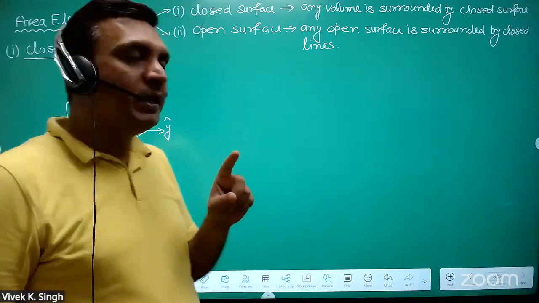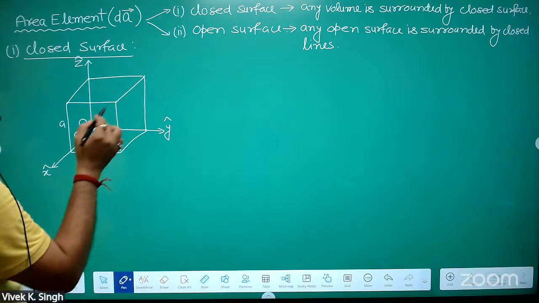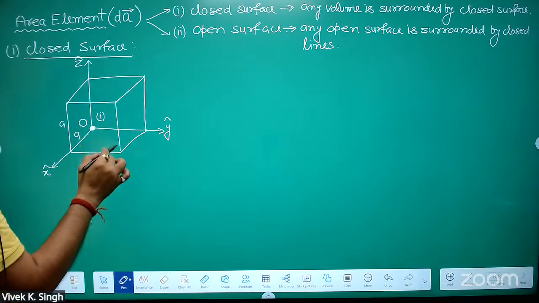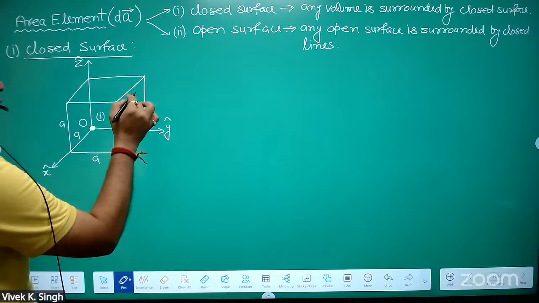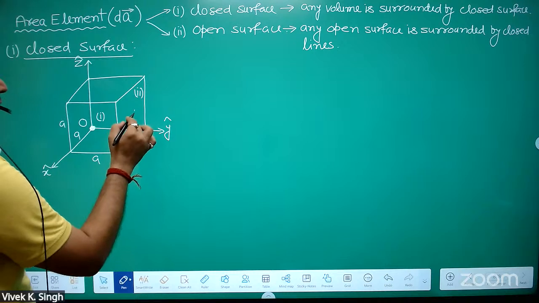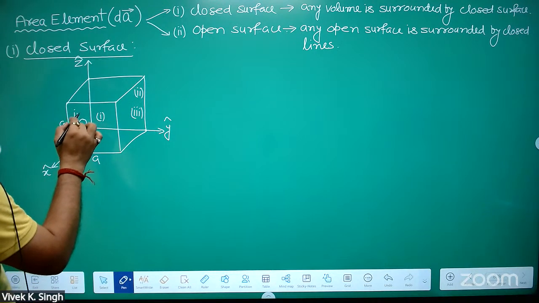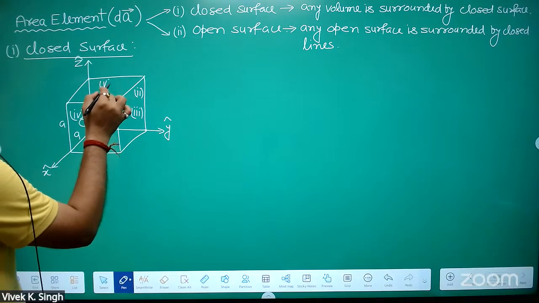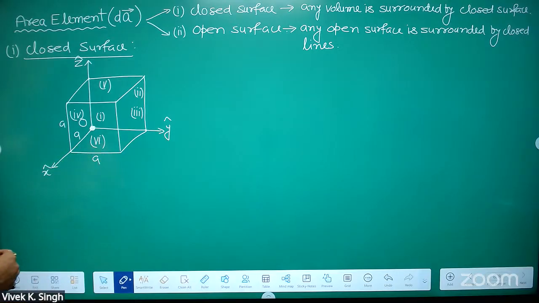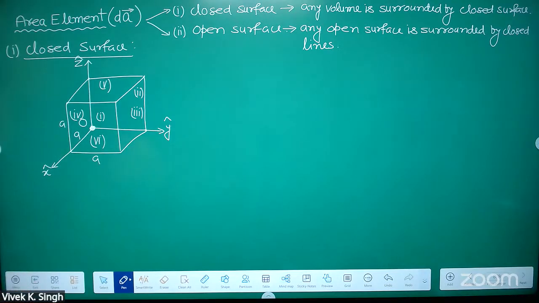It's a cubical volume, and it is surrounded by 6 surfaces. Let's say this is surface 1, which is perpendicular to the x-axis. Opposite to this you have surface 2. Then this is surface 3, the y equals A plane. Opposite to this is surface 4. This is surface 5, and this is surface 6. Yes or no? Is it correct? Yes, sir.